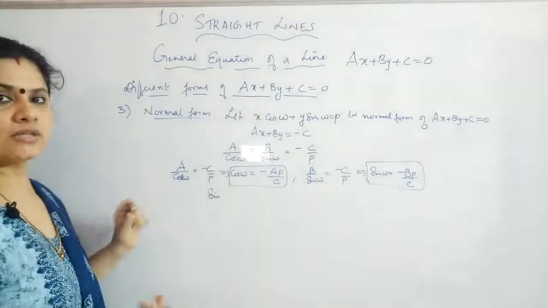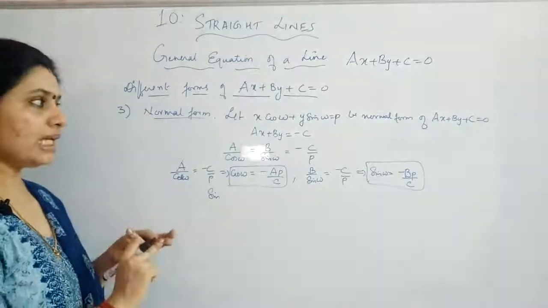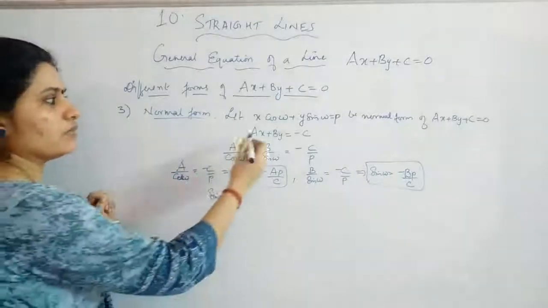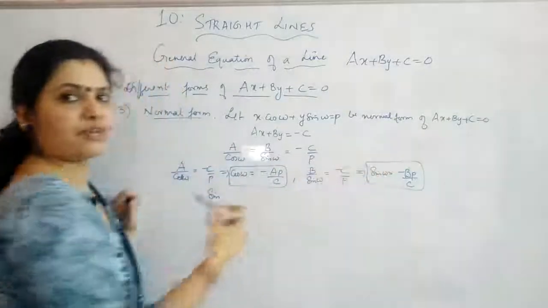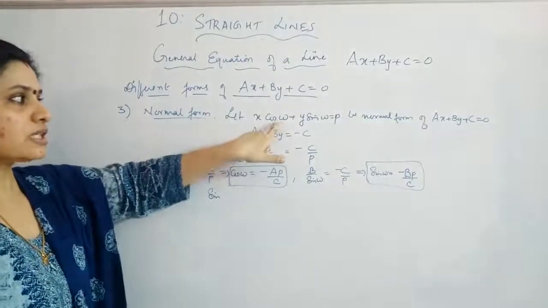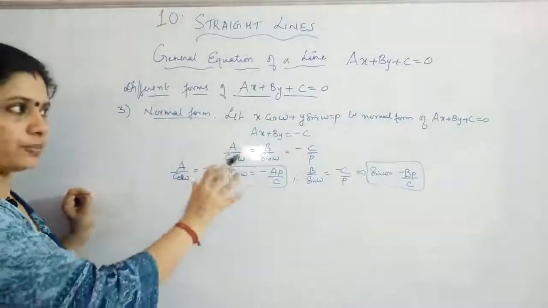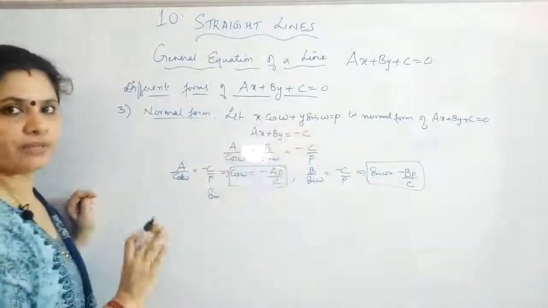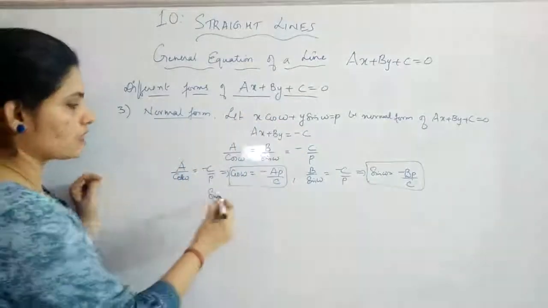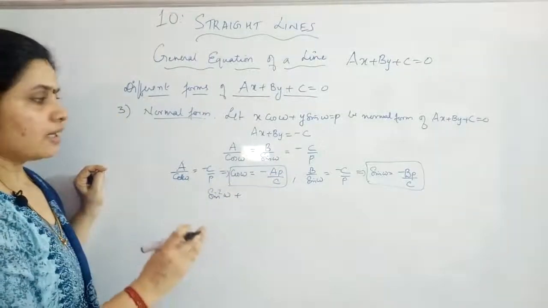Why are we doing these things? We are here to find out what cos omega, sin omega and p are in terms of a, b, c, because the equation which will be given in the question will be of this form. So we have to reduce it to the normal form. That means we need cos omega, sin omega and p, and those things should be in terms of a, b, c. That means they should contain only a, b, c, because we only have those in the equation. That's why we are finding out p, cos omega and sin omega. Okay.